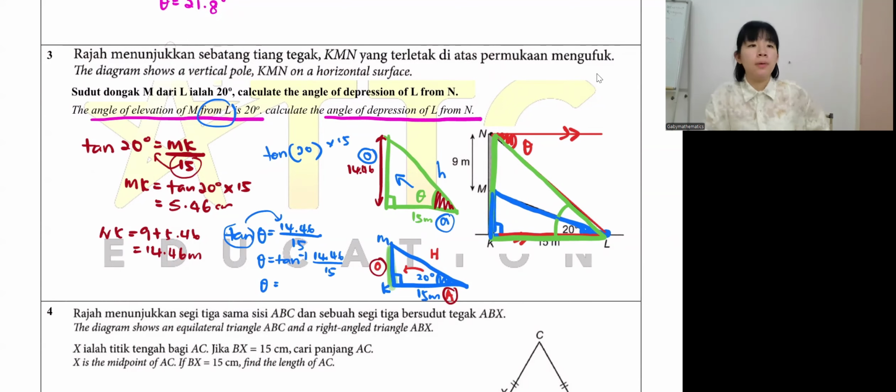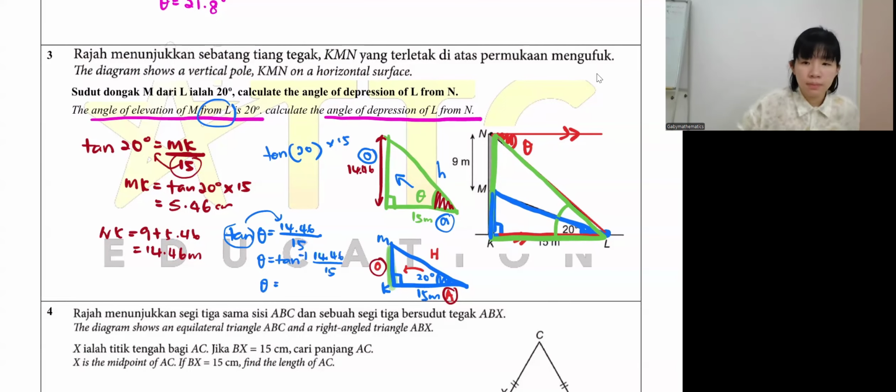How much? Shift tangent 14.46 over 15. The answer is 43.95 degrees.